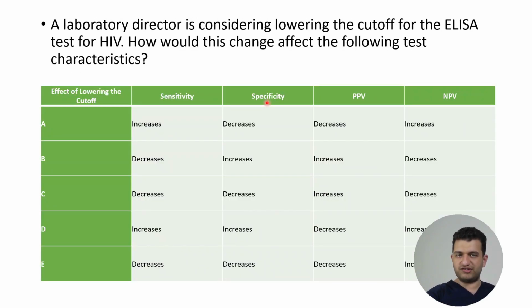Now back to our question. It was saying that he wants to lower the cutoff. Now we understand that lowering the cutoff will increase sensitivity and negative predictive value while reducing the positive predictive value and the specificity. So the correct answer, increase, decrease, decrease, increase, it's A.